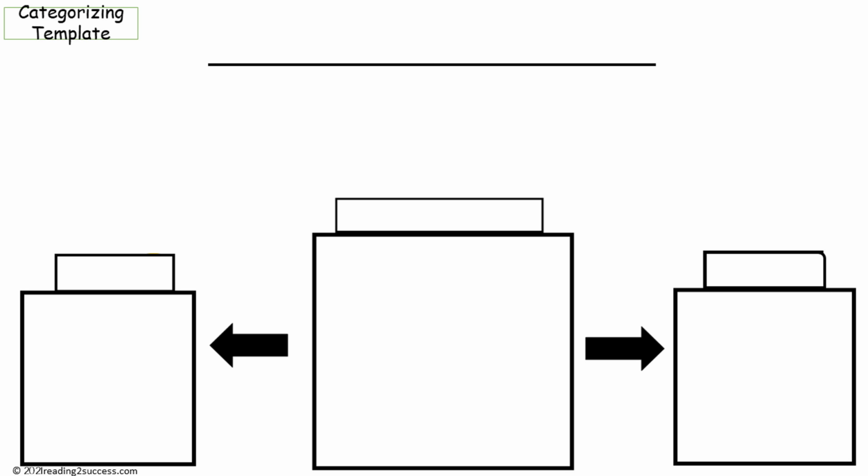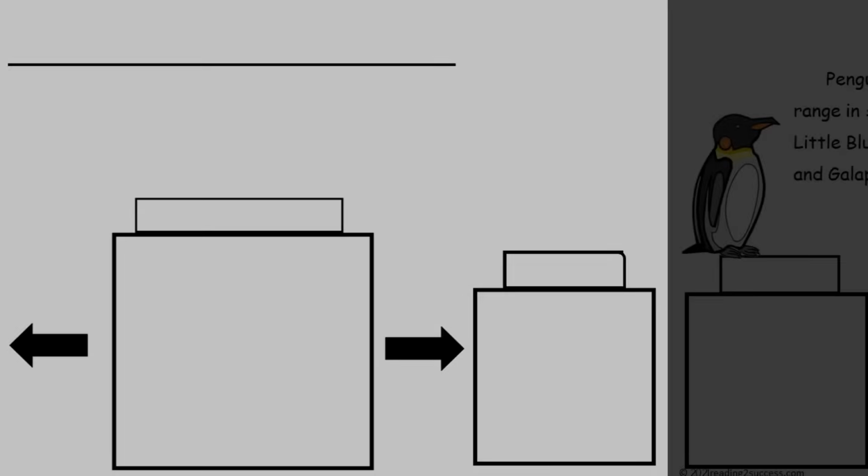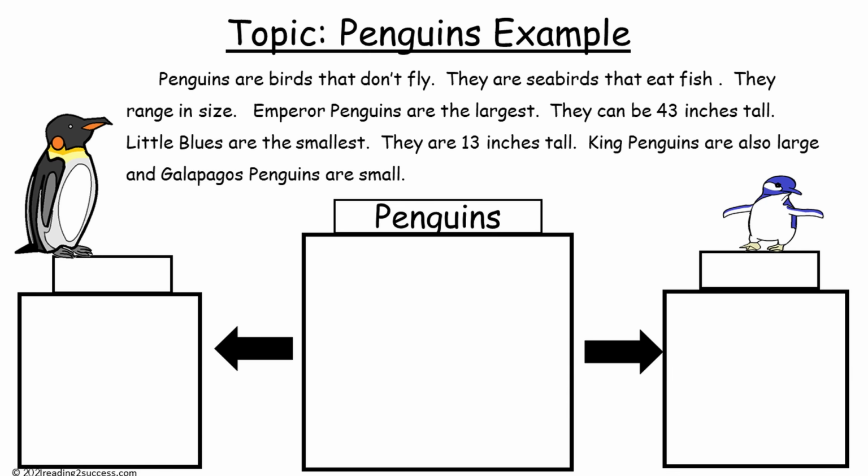This is a blank categorizing template that you can fill out with the topic and categories you might want kids to practice. Now with kids, read about penguins. Penguins are birds that don't fly. They are seabirds that eat fish.